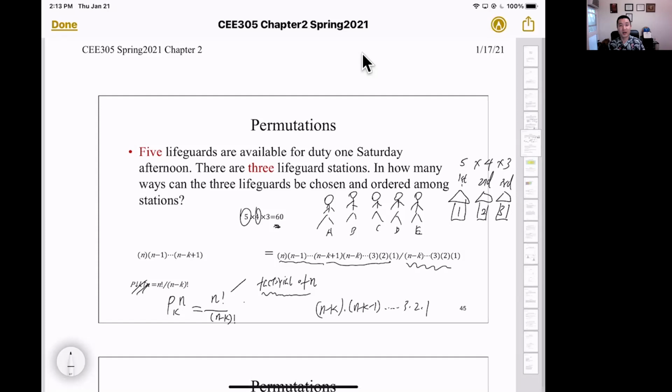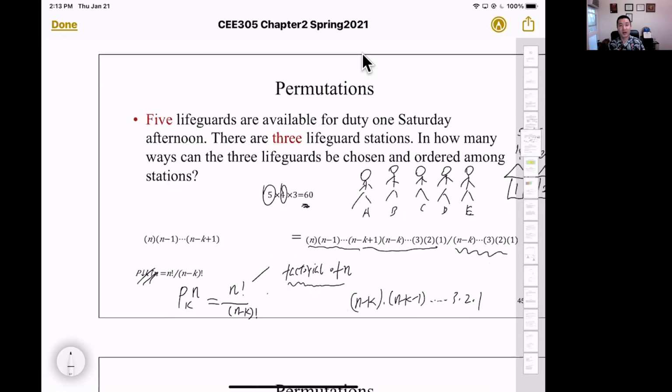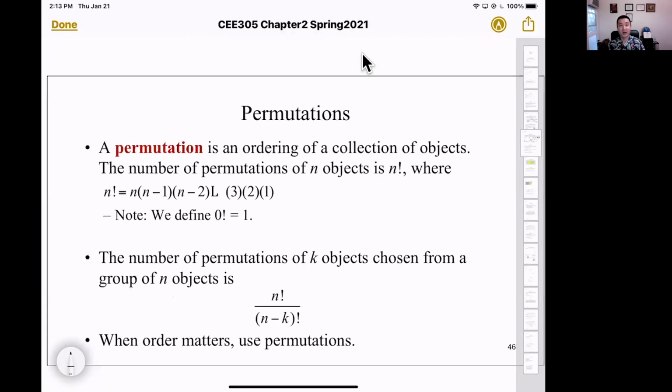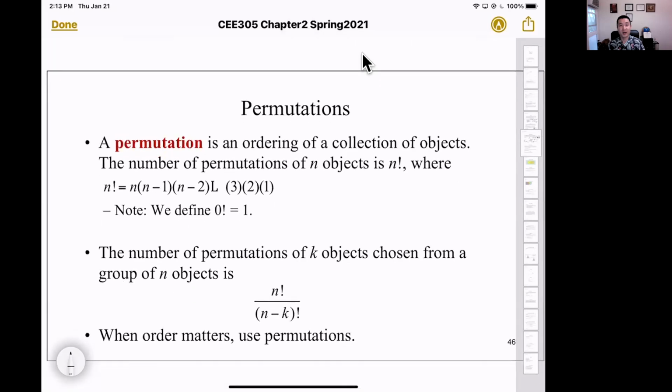Okay. So what is permutation, and where can we use the permutation equation for the counting method? Permutation is defined as ordering of a collection of objects. The number of permutations of n objects is factorial of n, and it is defined as this. And when n is equal to 0, it will not be 0, it will be 1. That is a special situation. So factorial of 0 is equal to 1, not equal to 0.